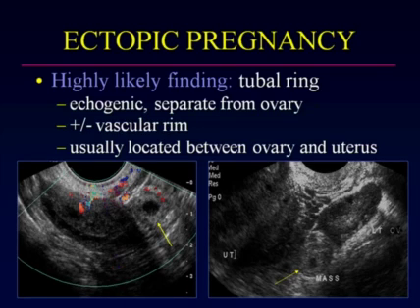Now, the next most likely finding, but a little bit less specific, is the presence of an extra-ovarian tubal ring. And this is, again, a ring-like structure with an echogenic rim that is separate from the ovary, but you cannot see the yolk sac or the embryo within it. The ring might or might not be vascular, and it's typically located, as you see in these two cases, between the ovary and the uterus.